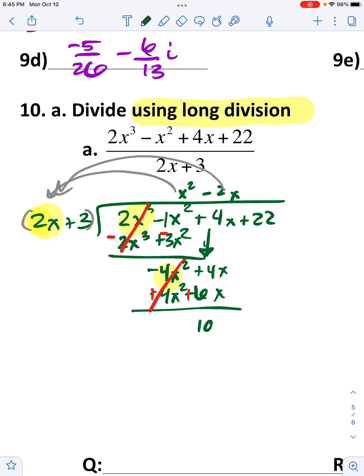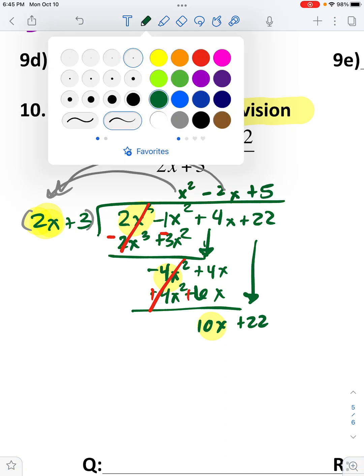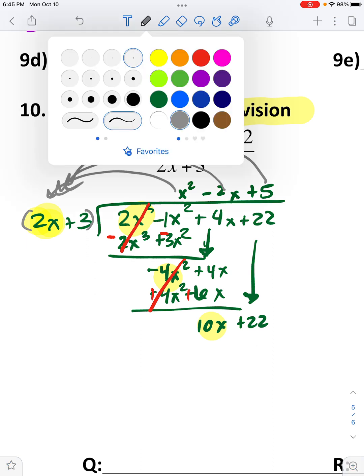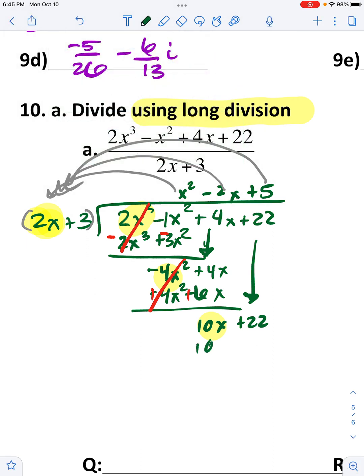This turns into 10x, and I bring down the next victim. And I start over. What do I do to 2x to make it into 10x? I need to multiply it by a 5. What do I do with anything on the top? I multiply it by what's going on over here on the side. So 5 times 2x and 5 times 3.